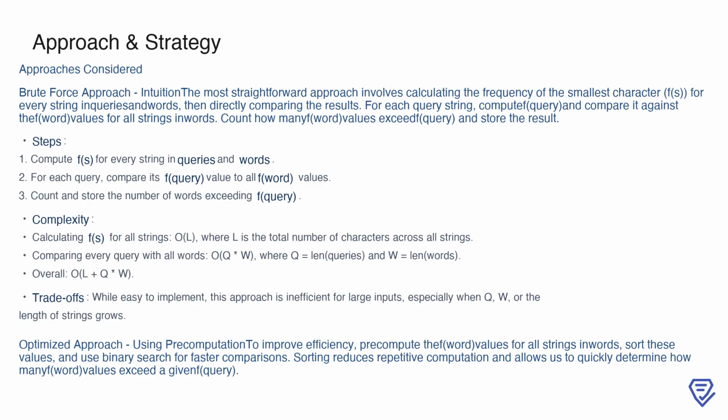While this approach is simple to understand and implement, it is computationally expensive. Calculating fs for all strings involves processing the total number of characters, which is O(L), and comparing each query to every word results in an O(Q*W) complexity, where Q is the number of queries and W is the number of words. This makes the overall time complexity O(L + Q*W).